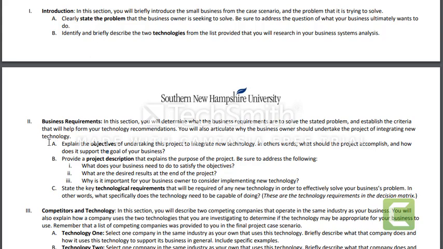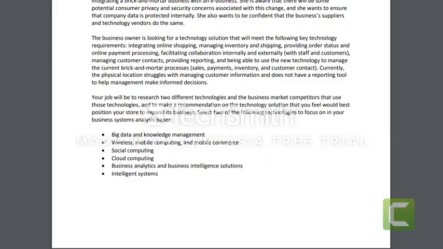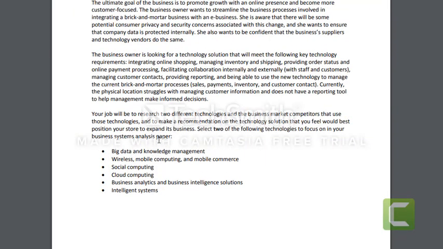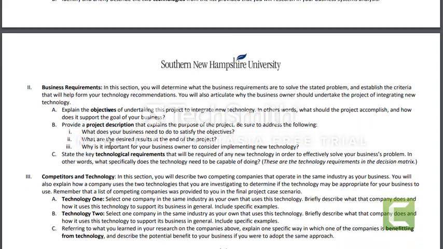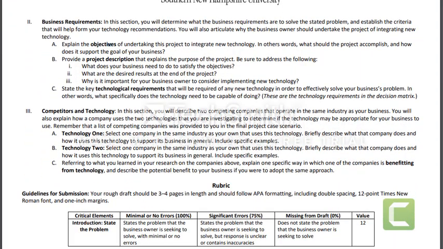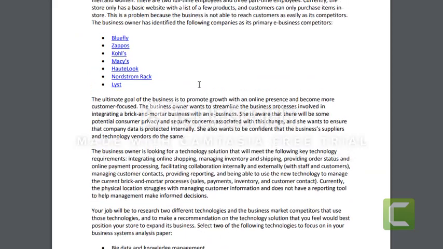Then you're going to get into the business requirements section. This is basically the requirements that you need to solve the stated problem. The objectives of undertaking the project to integrate new technology. What should the project accomplish? How does it support the goal of your business? So you're going to reach back to this project scenario. Again, look at what the business owner is looking for, what her goals are, and that's going to help you answer these questions.